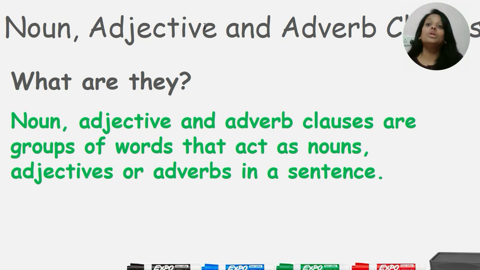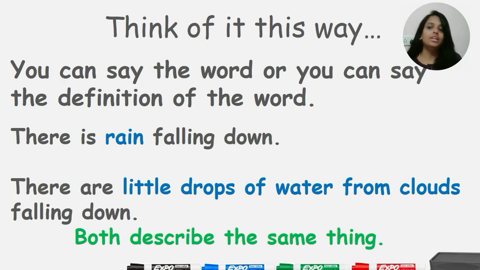So today we are going to zoom into three major types of clauses: noun clause, adjective clause, and adverb clause. They are groups of words that can act as nouns, adjectives, and adverbs in a sentence. Now, you can say the word or you can say the definition of the word. Both ways would work, right? Say for example, there is rain falling down. Or else you can say there are little drops of water from clouds falling down. Both describe the same thing.